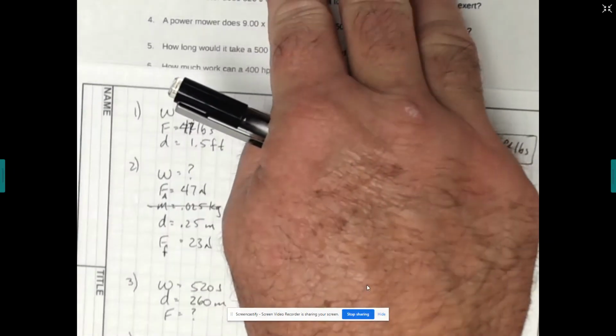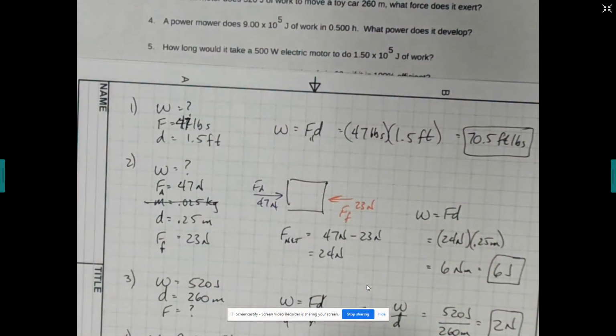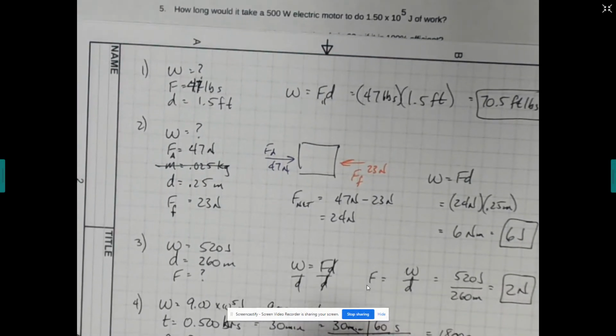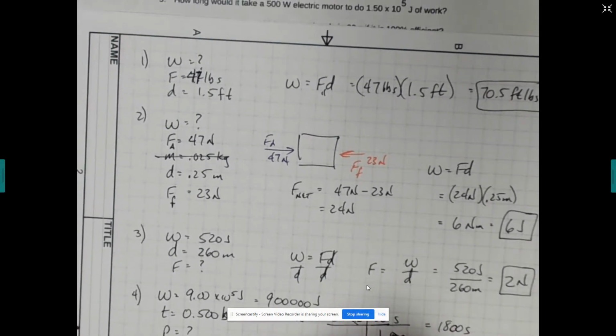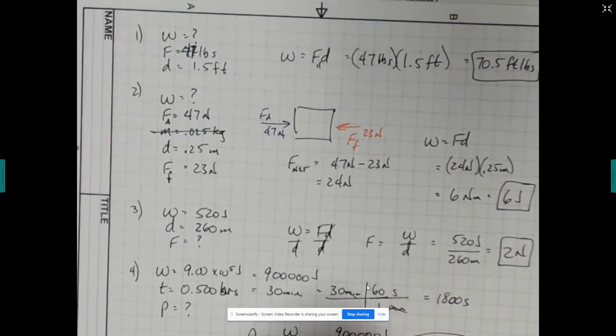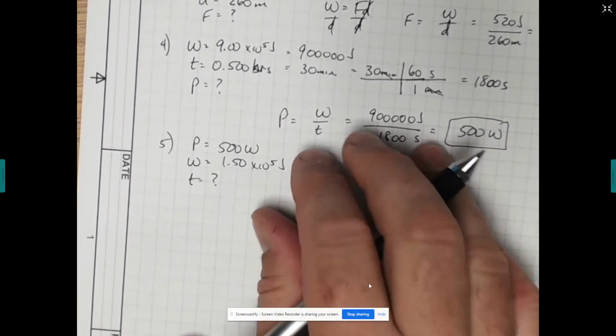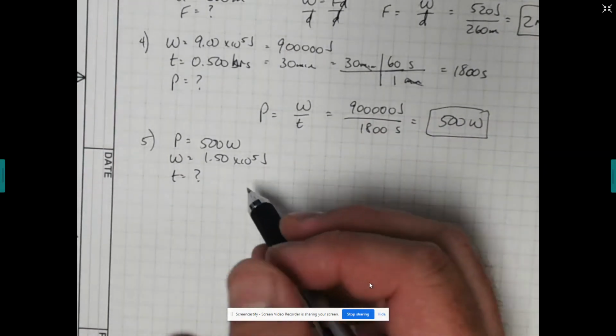Okay, 5 says how long would it take a 500 watt electric motor to do 1.50 times 10 to the 5th joules of work? Okay, so now we have that my power is equal to 500 watts. We're doing 1.50, so work is 1.50 times 10 to the 5th joules of work. And they said how long, so my time is my unknown. So it's really the same equation we had before.